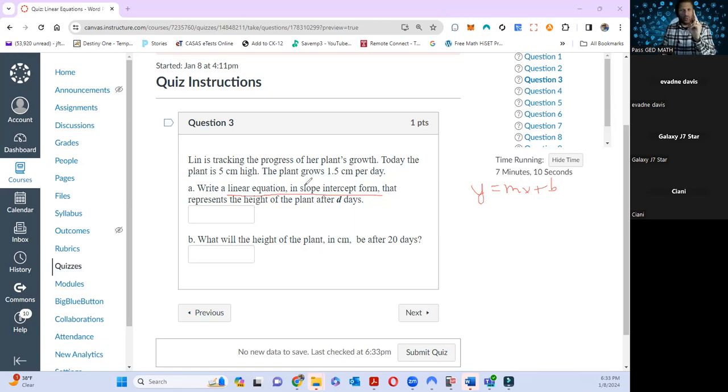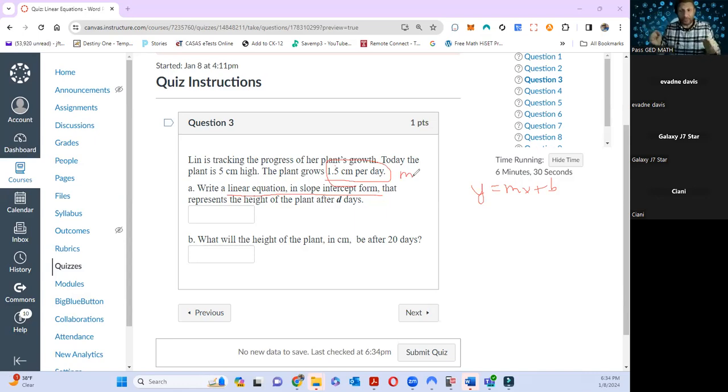On day 2, how tall is it going to be? Not 1.5, because it grows 1.5 per day. So on the second day, how tall is the plant going to be? 3. So listen to what just happened. On the first day it is 1.5. On the second day it is 3. On the fourth day it is 4.5. That means this 1.5 centimeters per day is my M, because that's changing.